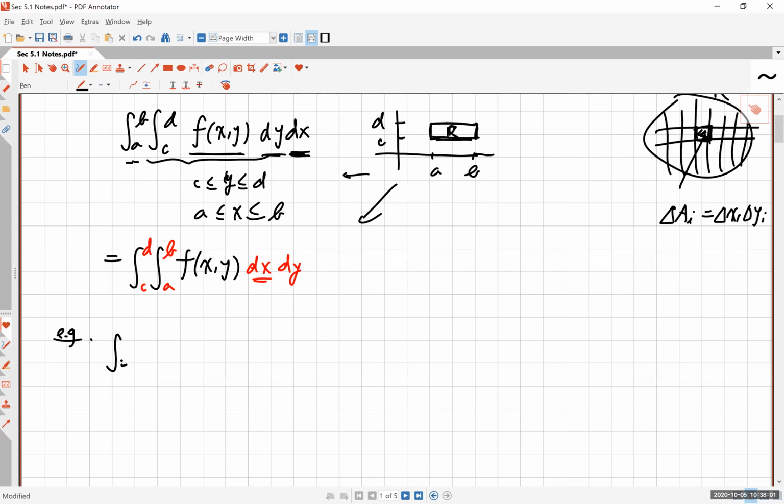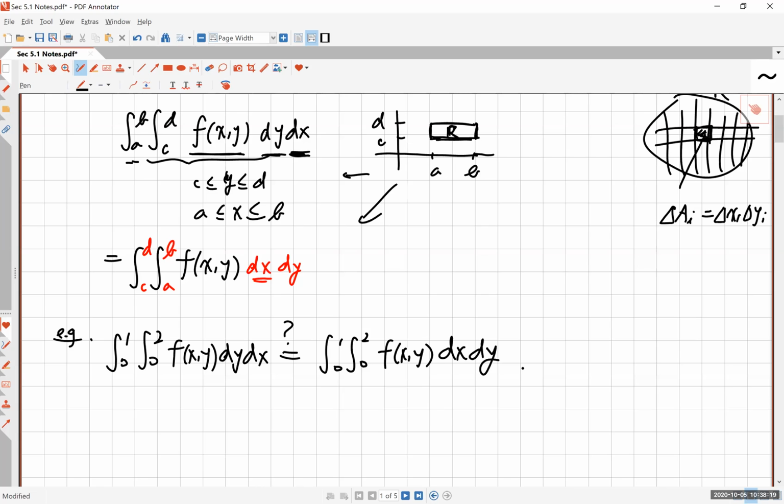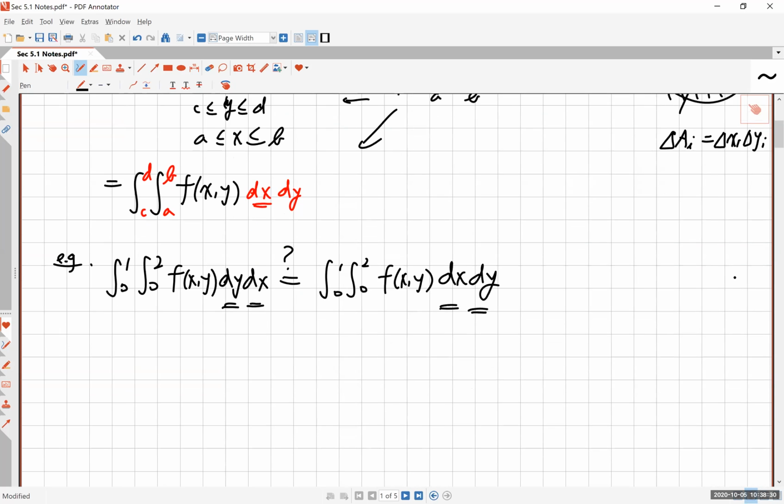The integral from 0 to 1, and then 0 to 2, f of xy dy dx, okay? Is this equal to the integral from 0 to 1, 0 to 2, f of xy dx dy? What do you think? Notice here, you have to pay attention to all the details. Here the order is dy dx, and here the order is dx dy. Are they equal to each other?